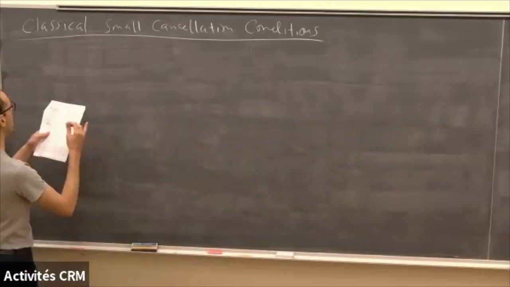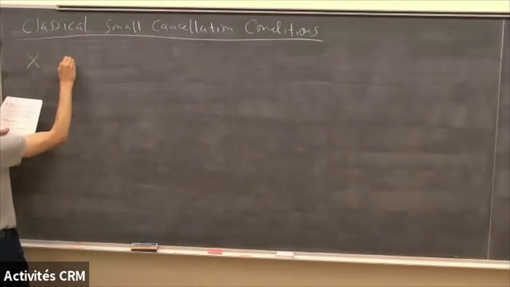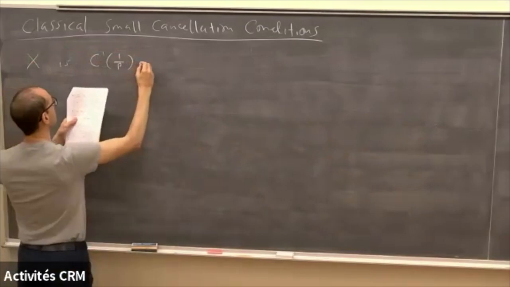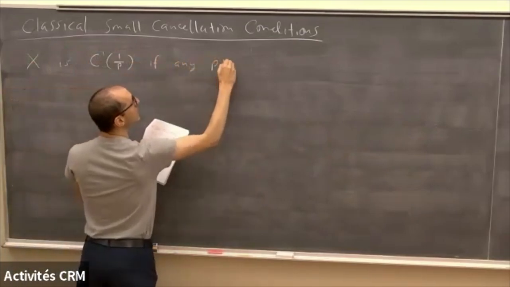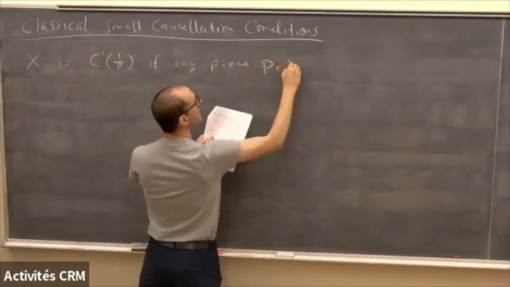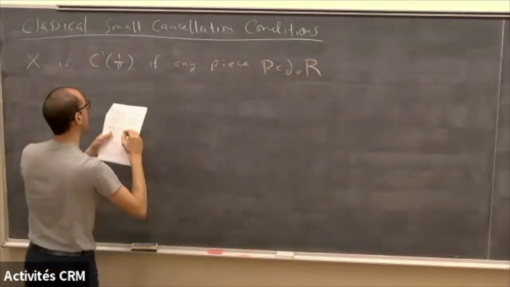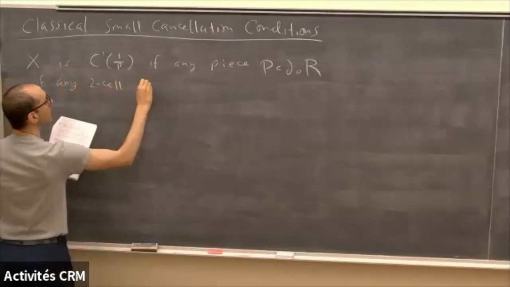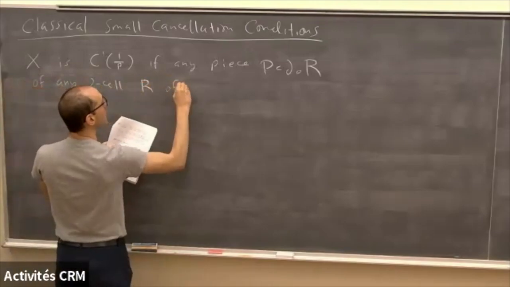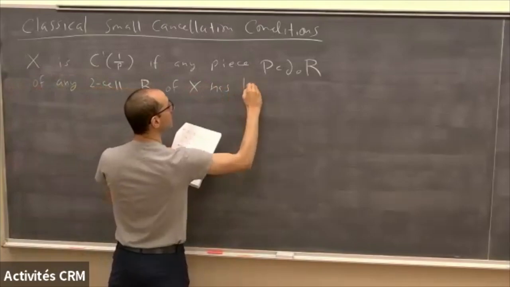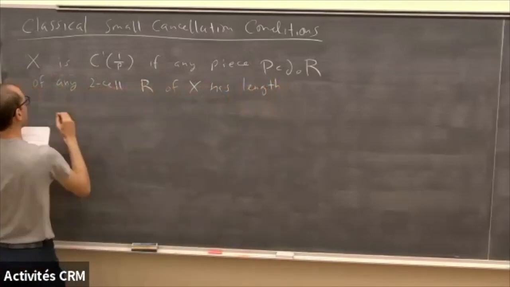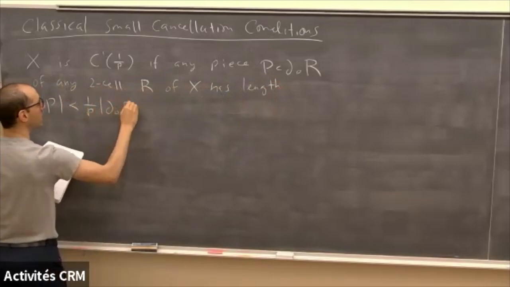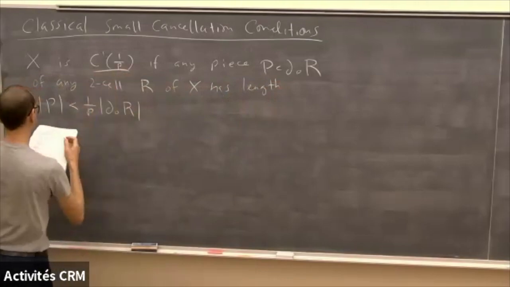I'll just quickly remind that X is C prime of 1 over P if any piece in the boundary of R, for any two cell R of X, has length that is small as a proportion of the total boundary length. Okay, that's C prime of 1 over P.